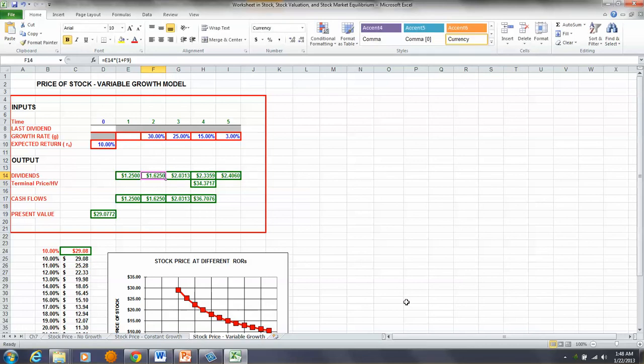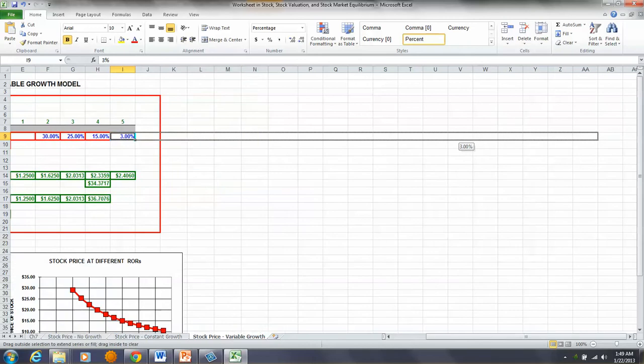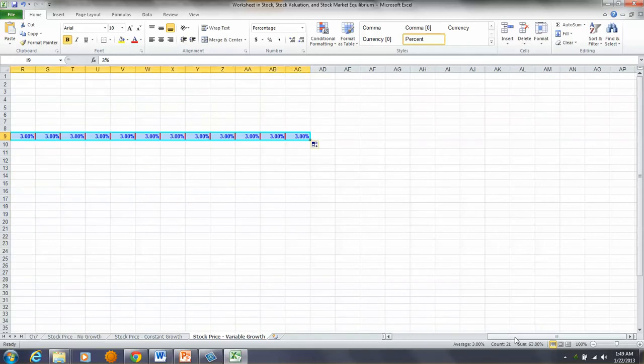So the dividend in year 3 grows by 25%, so find 25% of your year 2 dividend, which gives you a $2.03 dividend. In year 4, from 3 to 4, it is going to be increasing by 15%. So find dividend 4, which is dividend 3 times 1 plus g. And now after year 4 the dividend is constant 3%. So it's constant here, 3% forever.